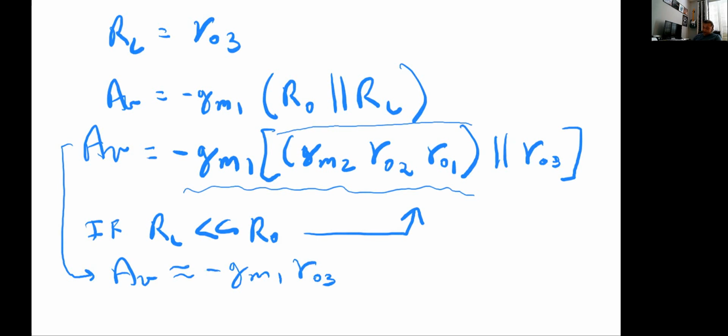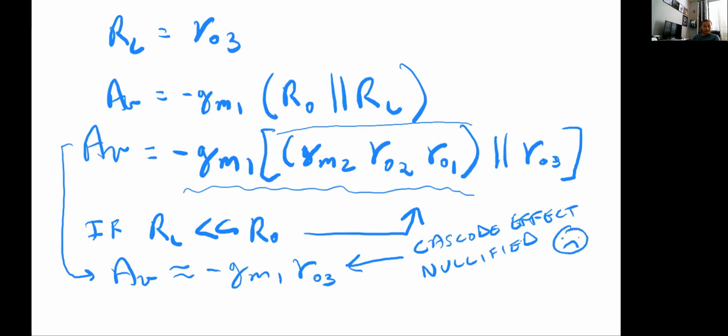That's annoying because if you recall this expression, that looks like just the one transistor gain. So that PMOS load that I need has nullified the Cascode effect, which was so nice of squaring the gain. Cascode effect nullified. So, not happy about that.